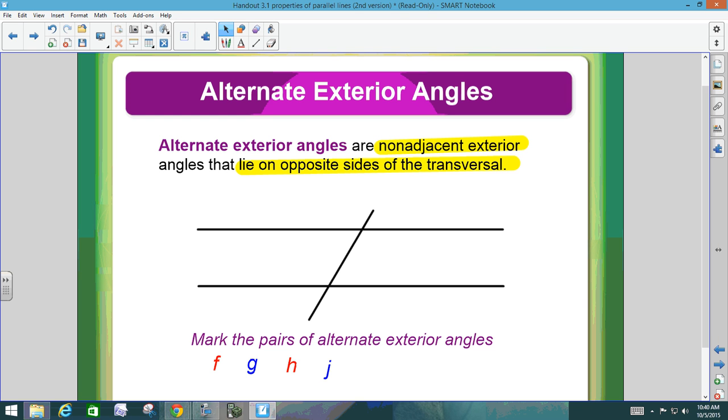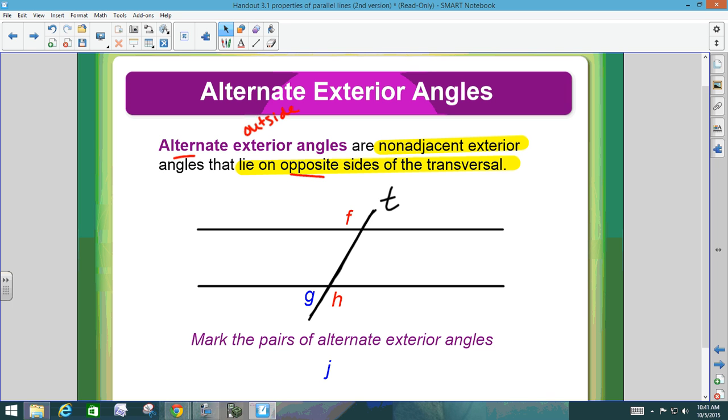What does the word exterior mean? Outside. Good. Interior is inside, exterior, outside. So these guys are going to be outside of the two lines. Alternate still meaning opposite sides of the transversal. So here is line T, my transversal. Angle F, if he's going to be an alternate exterior, he has to be on the outside of those two lines. H, its alternate buddy, has to be on the opposite side of the transversal. So if F's on the left side, then H has to be where? On the right side. And they're non-adjacent, so they're not going to be next to each other. There's a pair of alternate exterior angles.